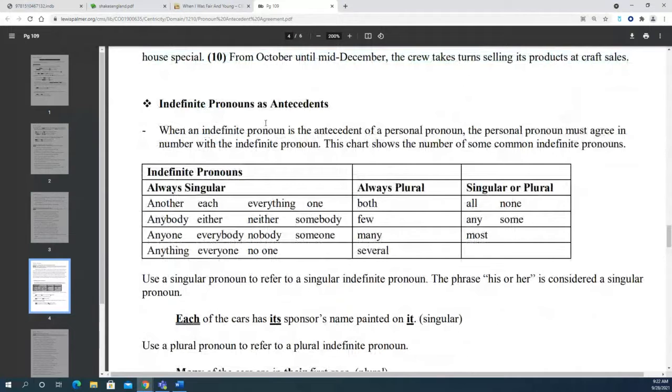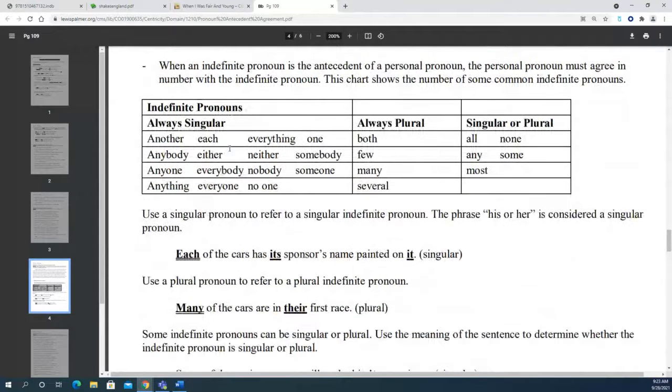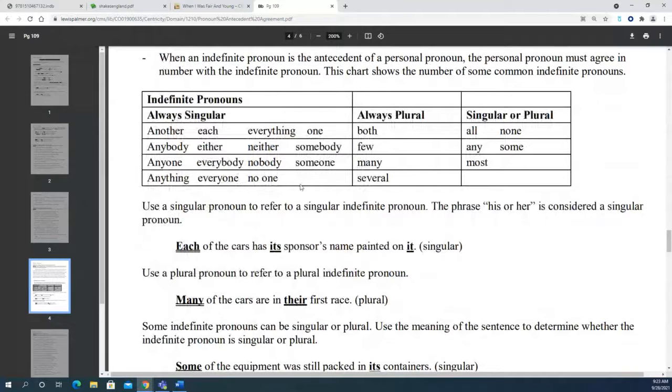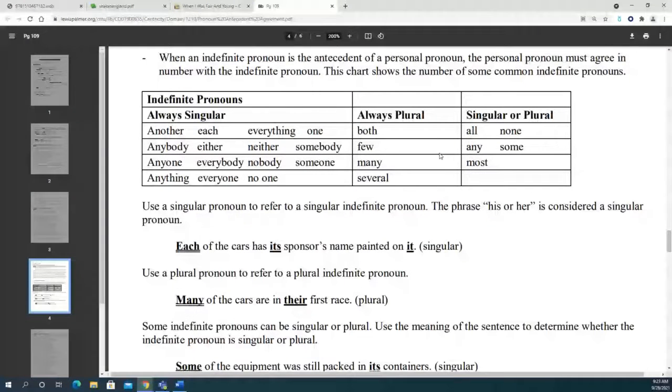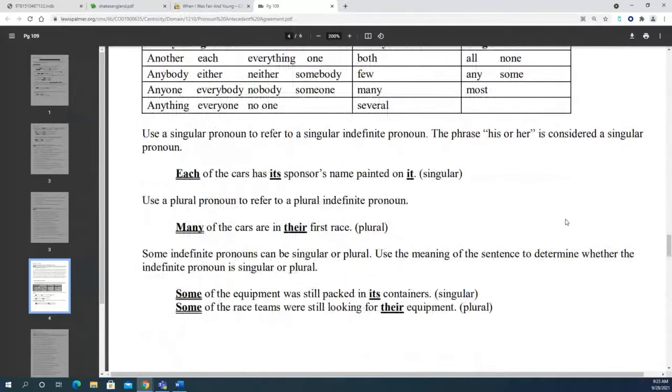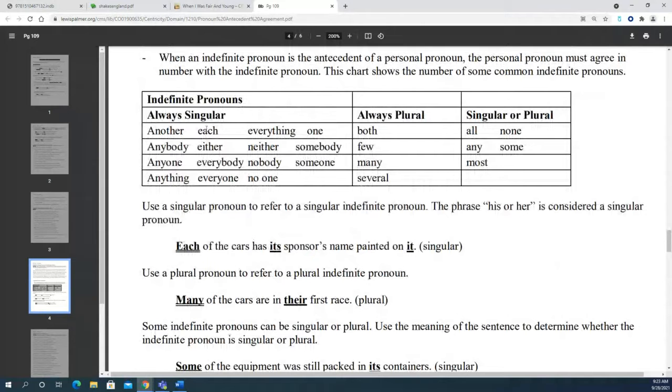They talk about indefinite pronouns as antecedents. Again, we looked at this with subject-verb agreement. These in this particular box are always singular. These are always plural. These can be singular or plural. So again, anytime you see boxes, not only in your handouts but in your e-text, pay special attention to those, because they're going to be helpful. As you can tell here, each of the cars has its sponsor's name painted on it, because each is always singular, so it has to be its.